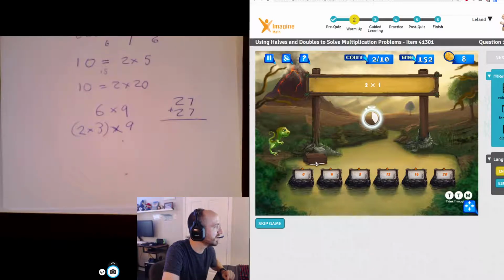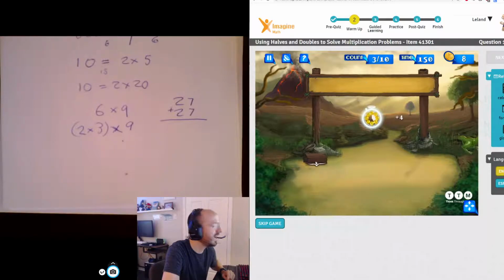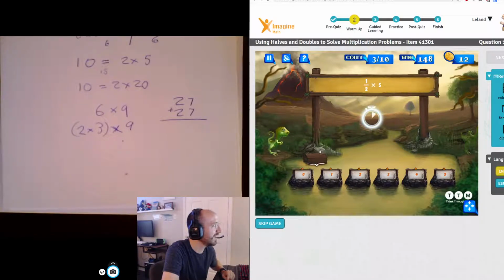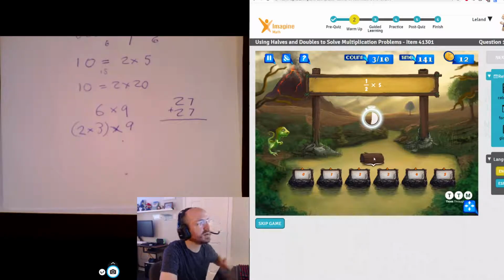2 times 1 would be in between those. Hey. I don't know what this has to do with doubles. Oh, and halves. Yeah, it does. 5 halves. Well, 1 half plus 1 half is a whole. Half plus a half is 2 wholes. 2 and a half.